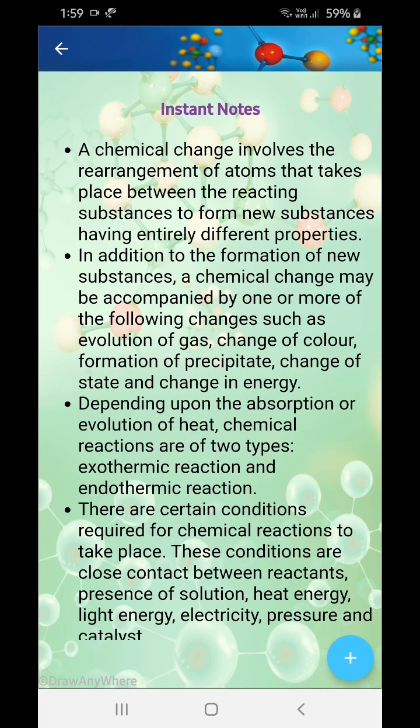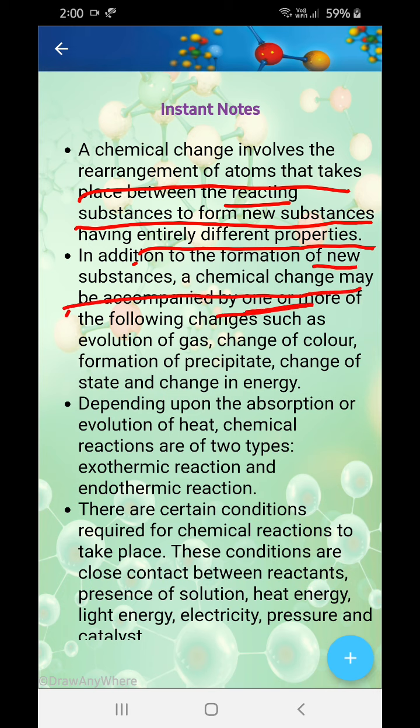Now, chemical change involves a rearrangement of atoms that takes place between the reacting substances to form new products. Reactants form new products having entirely different properties because it's a chemical change going on. In addition to the formation of new substances, a chemical change may be accompanied by one or more changes such as evolution of gas, change of color, formation of precipitate, change of state, or change in energy. Depending upon the absorption or evolution of heat, chemical reactions are of two types: exothermic and endothermic.